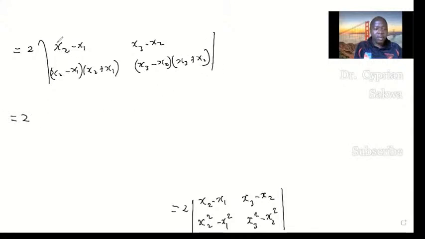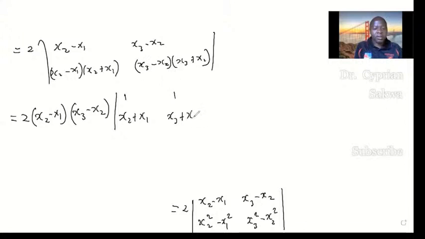And I noted that x2 minus x1 is common in this column. So let me just put it outside: x2 minus x1. And this other column, x3 minus x2, is common. Let me put it out. So what is left here? x2 minus x1 goes here 1 times, and it will go here x2 plus x1. And then x3 minus x2 will go here 1 times, and it will go here x3 plus x2.